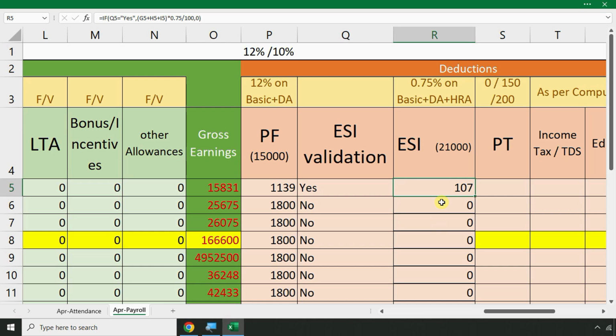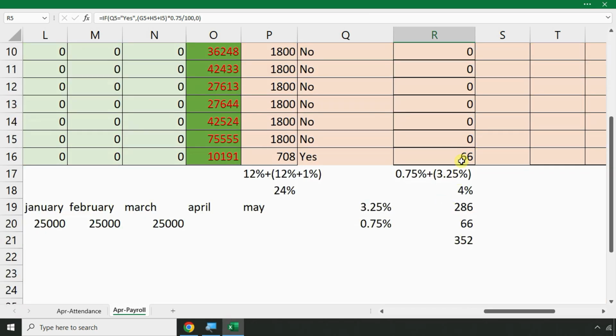That is correct. 107 is ajaja. Sorry. Here I have taken it, right? I have taken this fellow, right? Sorry. Can you see 354? That is here.